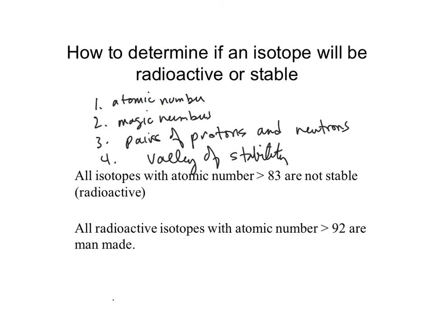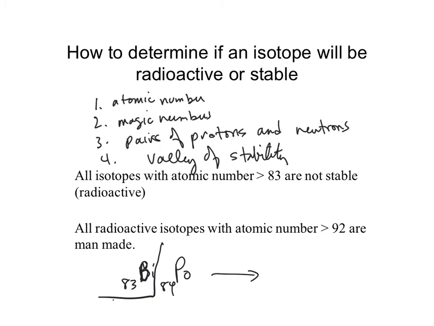All right, so we'll start with this first concept here. We want to look at the atomic number. So here's the rule: all isotopes with atomic number greater than 83 are radioactive. I'm looking at the periodic table here. 83 is bismuth, and then the next one is polonium, 84 in the table. So right there, everything greater than 83 would be radioactive. And it's easy to remember because polonium is the element that Marie Curie discovered, right?